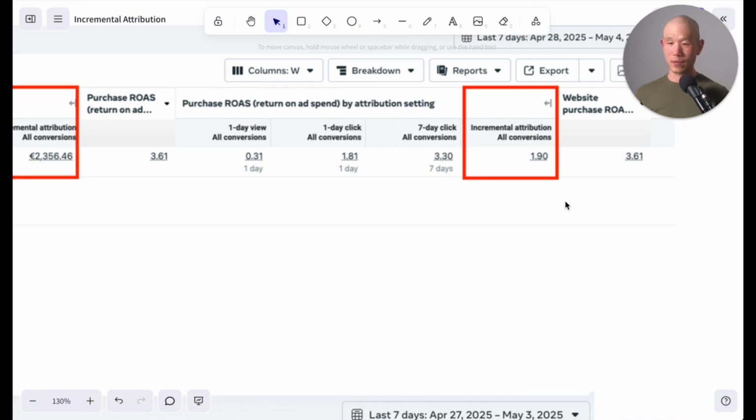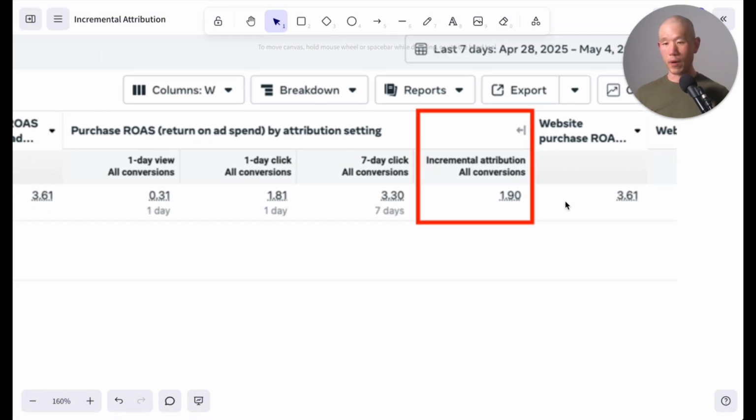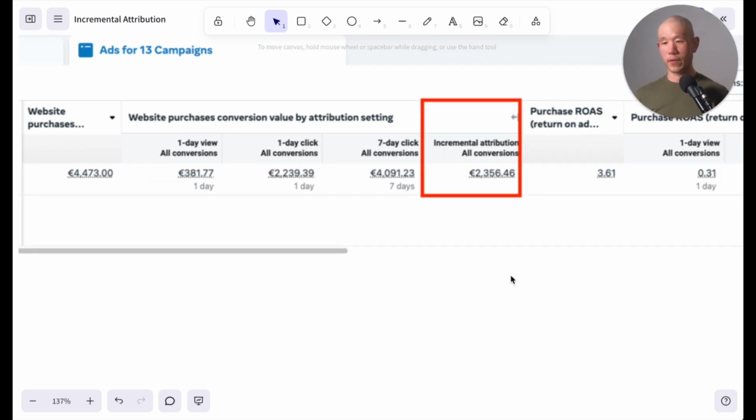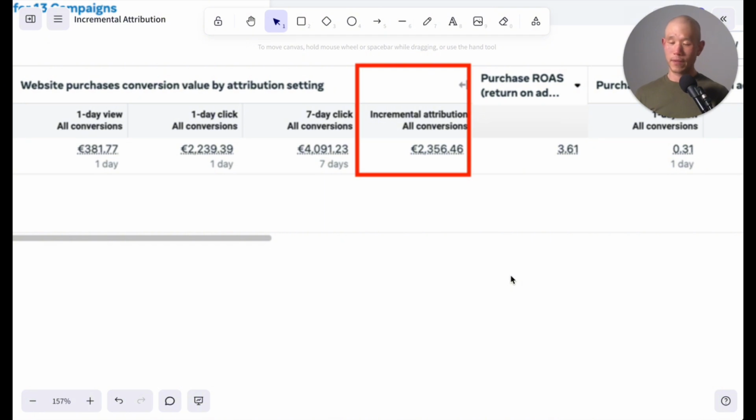How you handle and how you make decisions around a 1.9 is likely going to be very meaningfully different than how you handle a 3.3 or a 3.6. In the case of this brand over here, a 1.9 incremental, totally fine. Great to scale, great to keep budgets high, but with a different margin profile, 1.9 might be losing money versus a 3.61, which will probably tell you to scale. I'd say that incremental conversions is one of the best upgrades that we've seen with Meta in the last several years for getting closer to what's actually working.